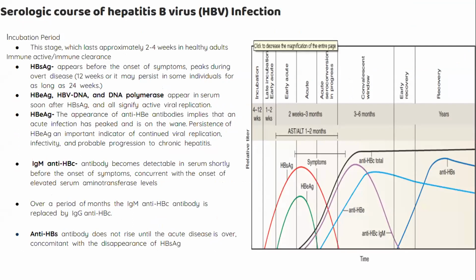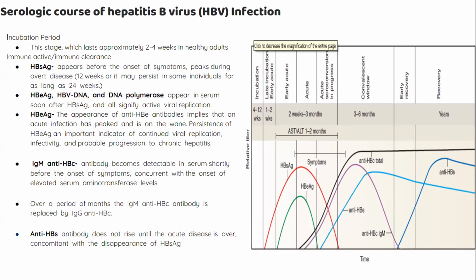The natural course of hepatitis virus can be followed by seromarkers. So here, the incubation period will last approximately 2 to 4 weeks in healthy adults. And your HBs antigen, the red line, appears before the onset of the symptoms, peaks during overt disease at 12 weeks, or it may persist in some individuals for as long as 24 weeks. And your HBe antigen, your HBV DNA, and DNA polymerase appear in serum soon after your HBs antigen, and all signify active viral replication.